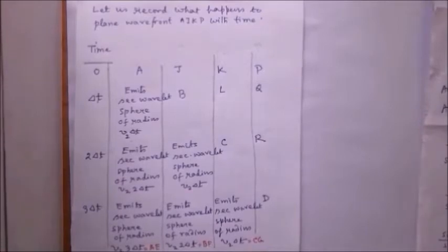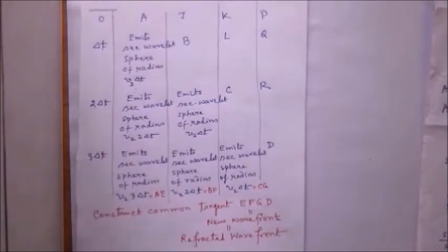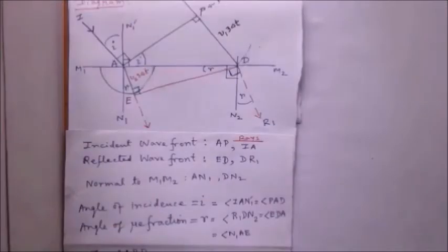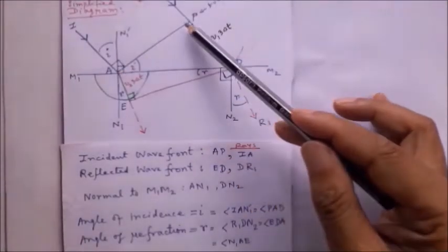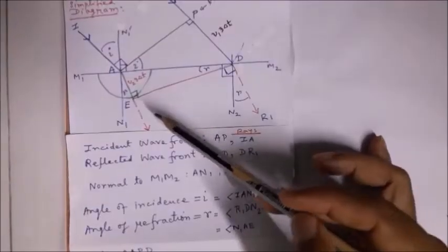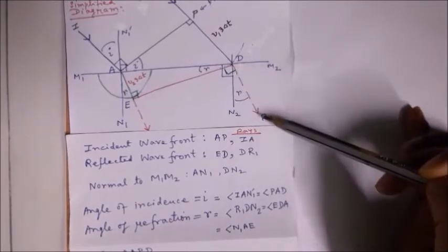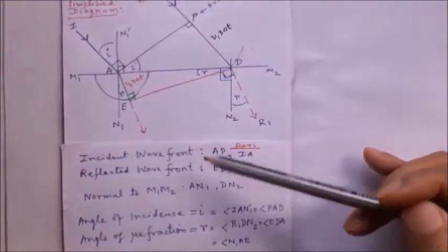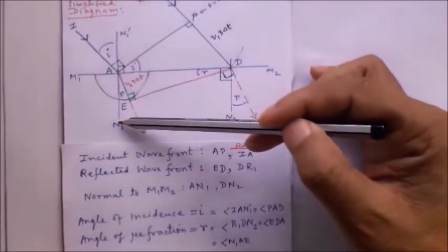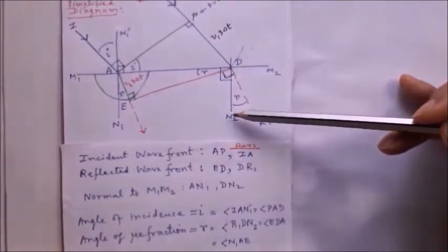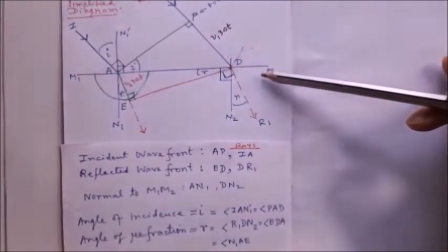The explanation is written in this sheet. We will now derive the laws of refraction referring to this diagram. The incident wavefront is AP, the ray is IA, the refracted wavefront is ED, and the refracted ray is DR1. The normals drawn are AN1 and DN2 with respect to the interface M1, M2.